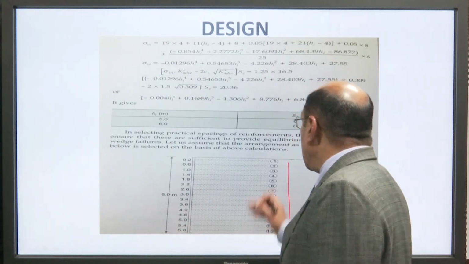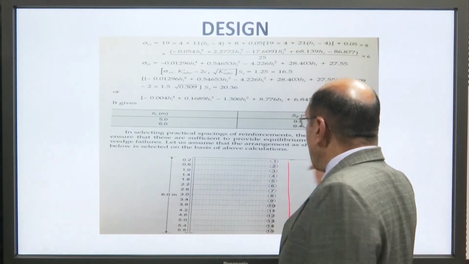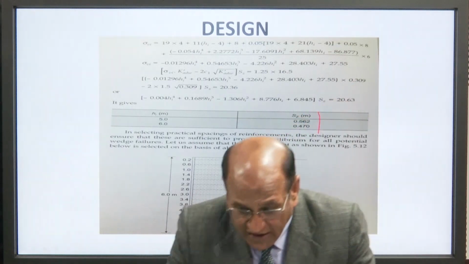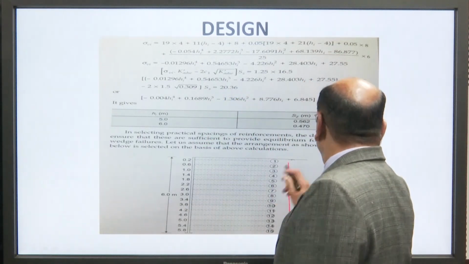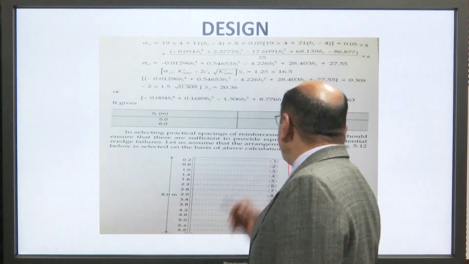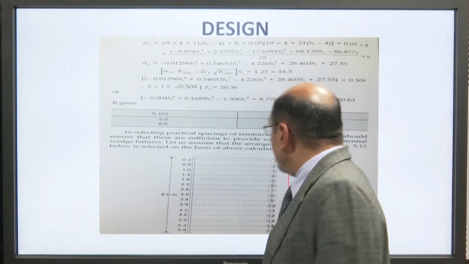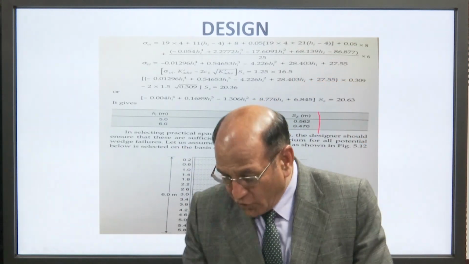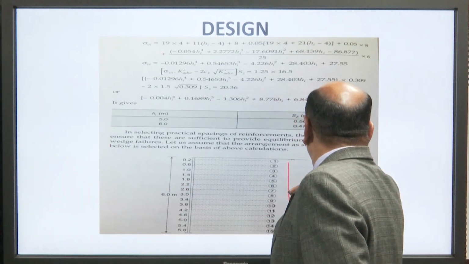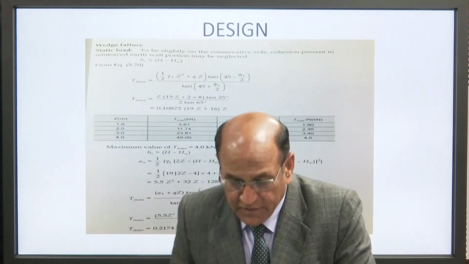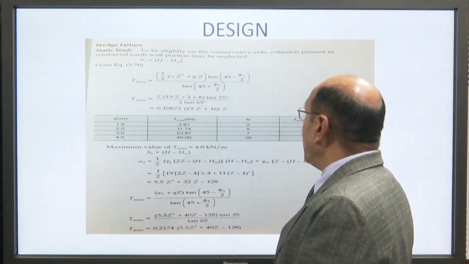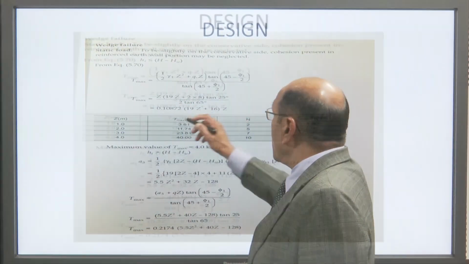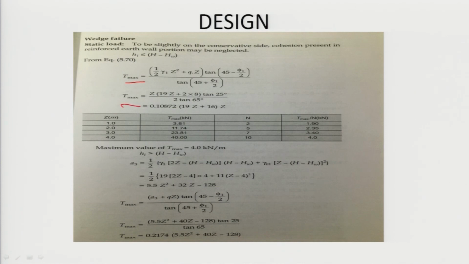In selecting practical spacing of reinforcement, the designer should ensure that these are sufficient to provide the equilibrium for all potential wedge failure. So it is given in this figure. Again, for wedge failure we have to go for T max. We have already calculated, and this is a chart that we have prepared. The maximum value of T max is given here.